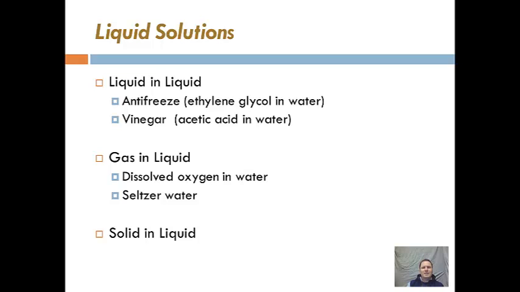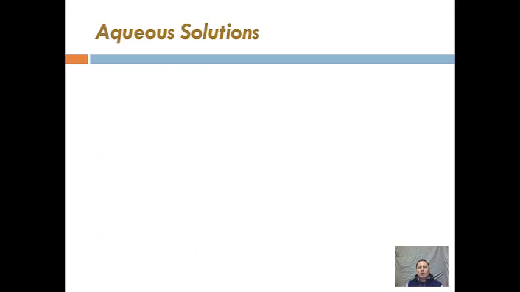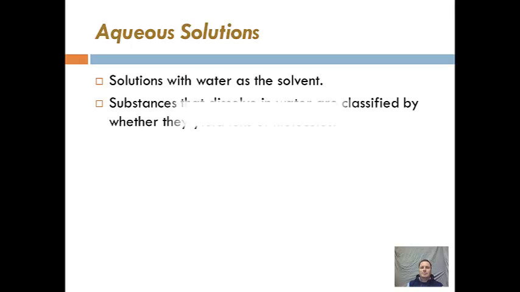Okay, a solid in a liquid. This could be something like ocean water, where we have salt in the water. Now, an aqueous solution is a special type of liquid. It's a solution where water is the solvent. So if we're going to have an aqueous solution, water has to be the solvent.